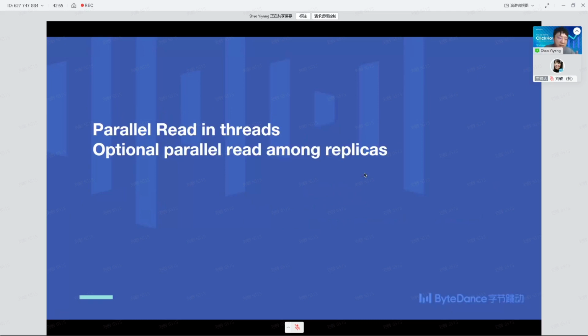And beyond all of those optimizations, ClickHouse incorporates parallel reads in multiple threads, and you can also optionally assign parallel reads among replicas and nodes. So if you have a multi-shard cluster, ClickHouse will try to assign the data blocks that need to be read to two or more replicas, so they can read together and then aggregate and merge the data together. It will also accelerate the data read time.